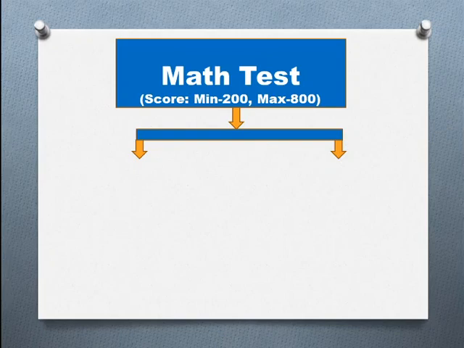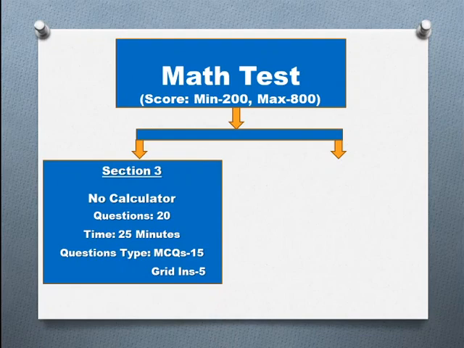Next, let's move to the other part of the SAT test, that is the math test. The minimum score for this section is 200 and the maximum score is 800, right? So section number 3 of your SAT test is the no calculator section. Under this section, there are 20 questions to be answered in 25 minutes, but to answer these questions, a calculator is not allowed.